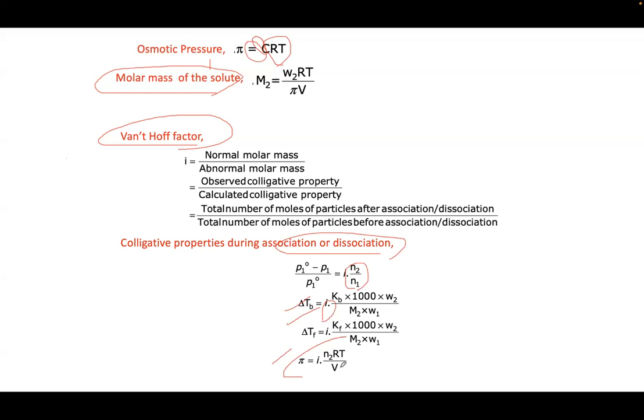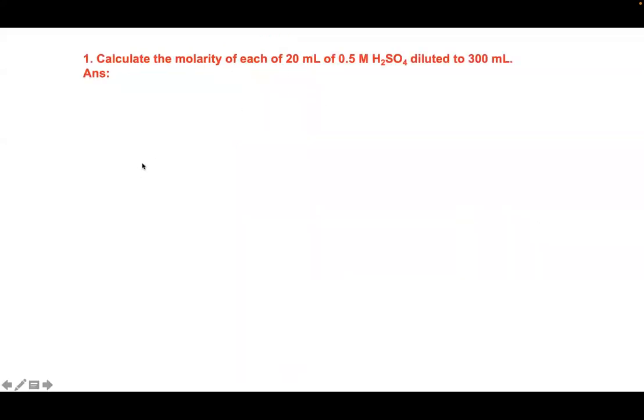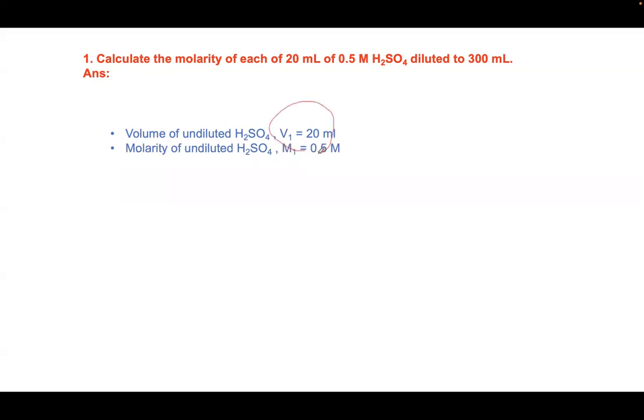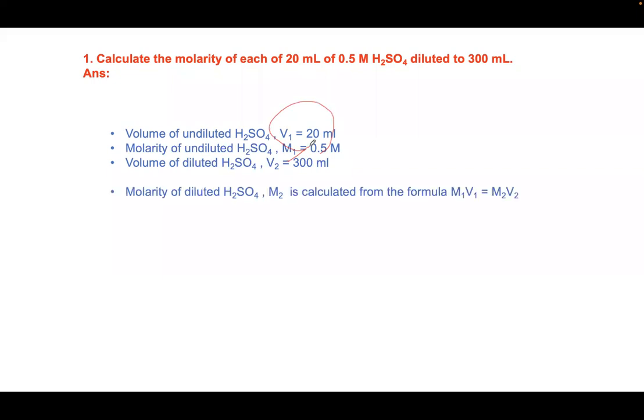Now, let's take a look at two very simple questions in this part. One, calculate the molarity of 20 ml of 0.5 molar H2SO4, which is diluted to 300 ml. So first of all, you have a volume of undiluted H2SO4. Before dilution, it was 0.5 molar. Now it is diluted to 300 ml. So what is the change in the molarity? That is what you have to calculate.